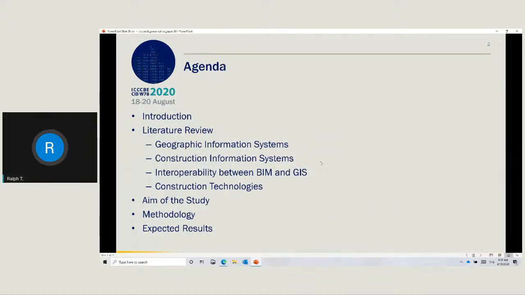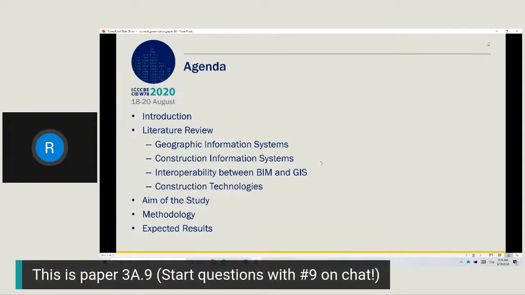For the presentation, I'll be going over a quick introduction, a literature review on GIS and construction information systems, the interoperability between construction information systems, mainly BIM and GIS, and some of the construction technologies that I'll be using in this research. Also, I'll be discussing the aim of the study, the methodology, and some of the expected results.